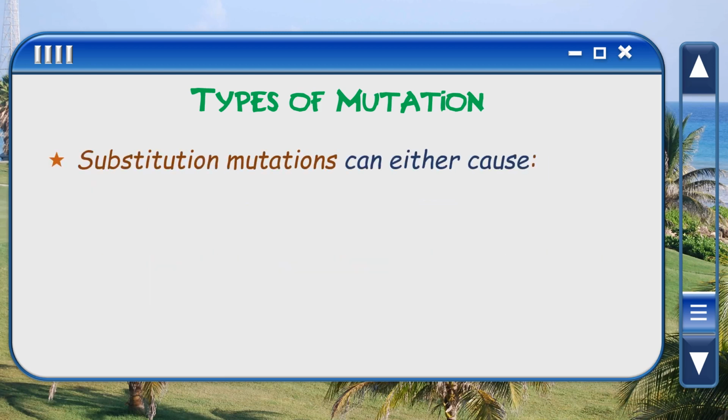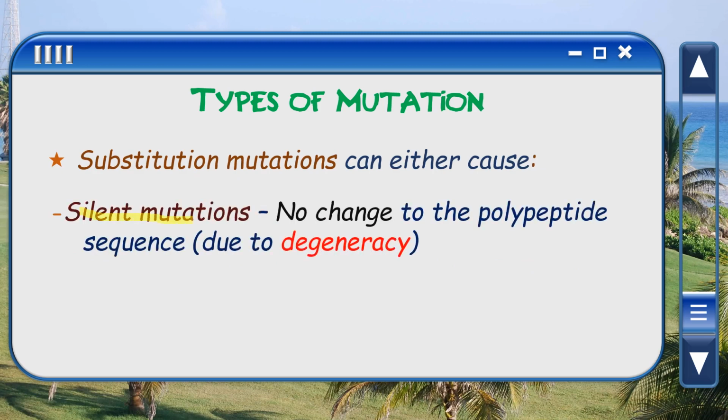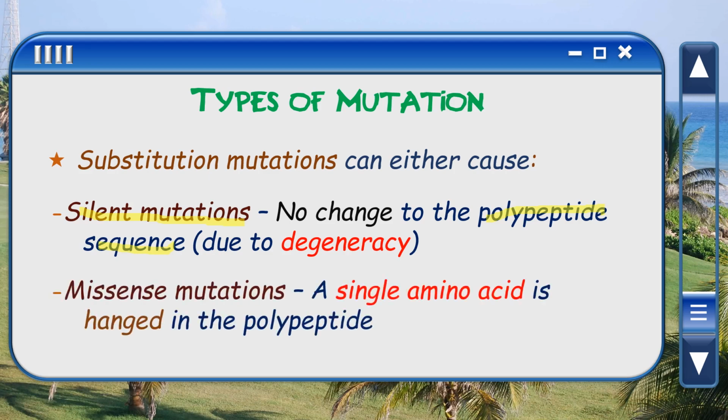Now, substitution mutation can cause what we call a silent mutation. In a silent mutation, there is no change to the polypeptide sequence, as we shall see later on. This is due to the degeneracy of the genetic code. It can be a missense mutation, whereby a single amino acid is changed in a polypeptide. Still, that one is a substitution mutation.